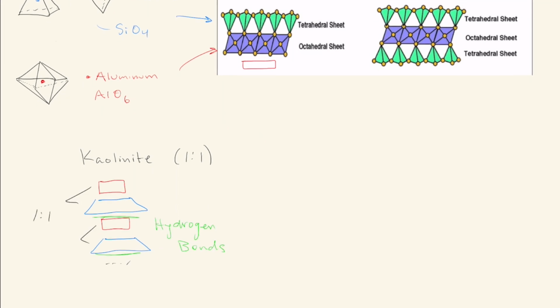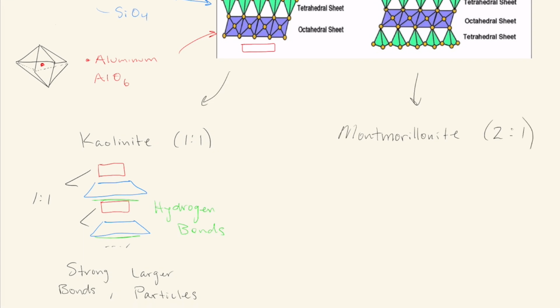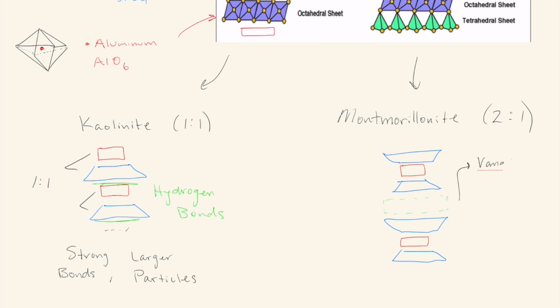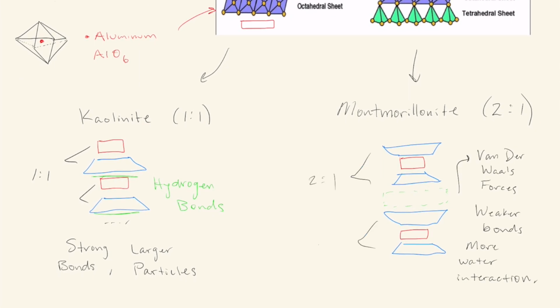Kaolinite, for instance, has a simple 1-to-1 layer structure and stronger bonds, which gives it low plasticity and increased stability at high temperatures. Montmorillonite, on the other hand, has a 2-to-1 layer structure and weaker bonds that make it very plastic and able to absorb a lot of water.